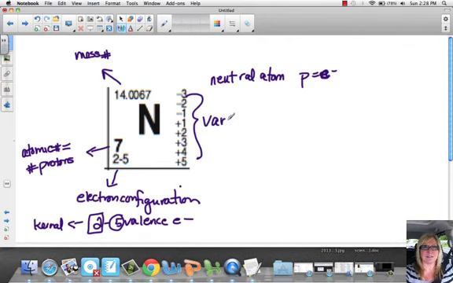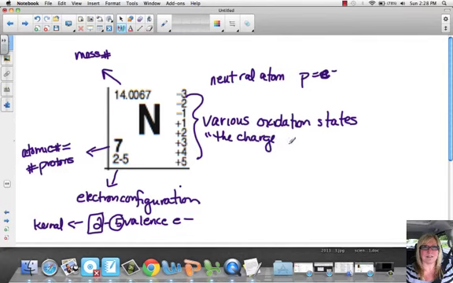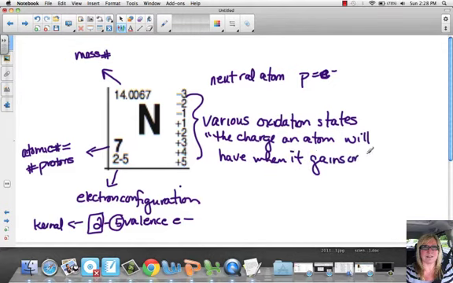These are the various oxidation states. Meaning the charge an atom will have when it gains or loses electrons. And then it becomes an ion.